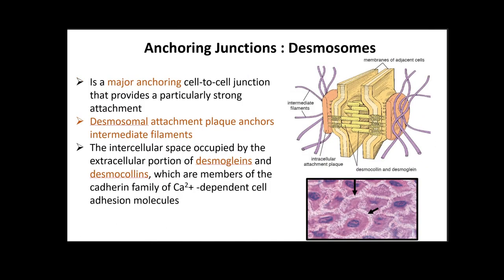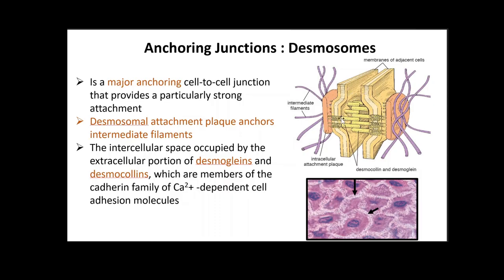The second type is called desmosomes. This is another junction that holds the cells together through what we call the desmosomal plaque, which is this disc structure. Again, this is the cell membrane, and this is the intercellular space. You have a disc structure called the desmosomal attachment, attached to the intermediate filaments inside the cell.